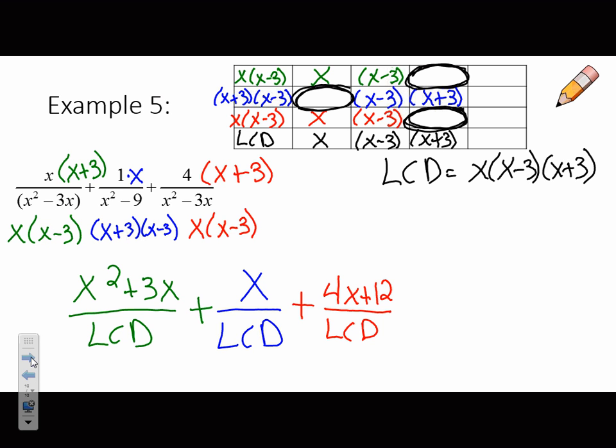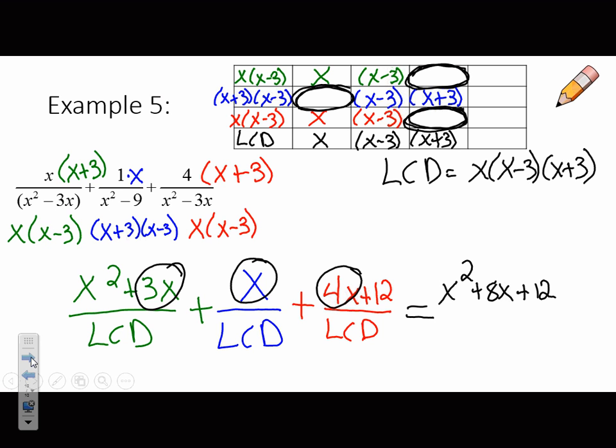From here, I'm going to add all my like terms, so I only have 1x squared, so I have x squared. And then I have 3x plus 4x, which is going to give me plus 7x plus 12 all over my least common denominator. Now this one we have to think to ourselves, okay, can we factor this? So if we look at that, we can take 12, AC method.